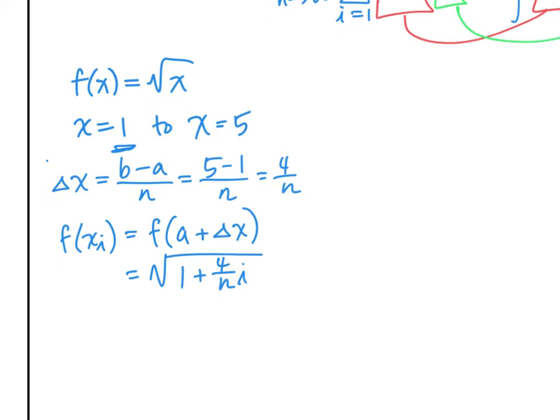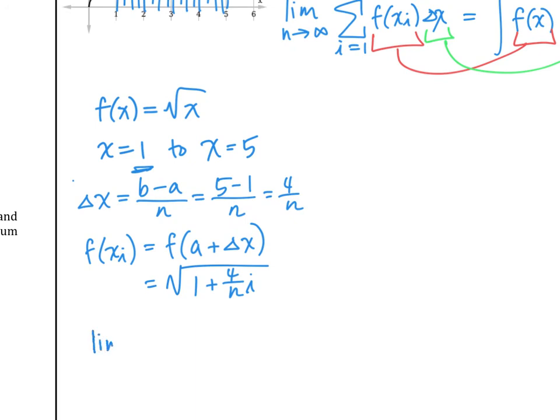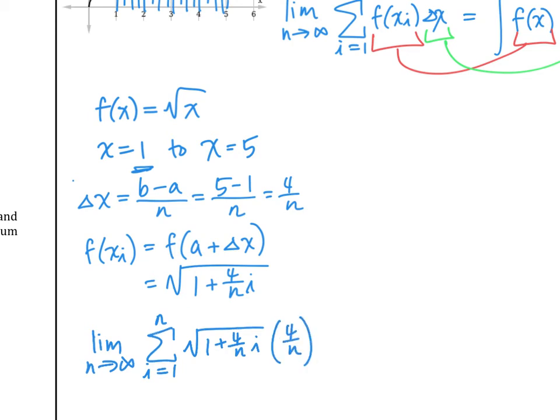And so finally, if we put that together, we're going to write limit as n goes to infinity of the summation notation starting with I equals 1, so that's when you only have one rectangle, to the nth rectangle, of the function. The function is square root of 1 plus 4 over n times I. I means this is however many iterations times 4 over n, which is the width.